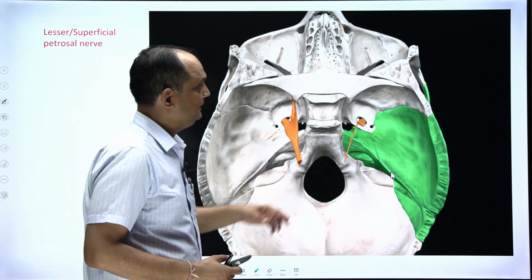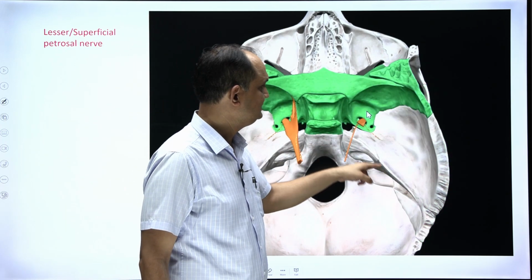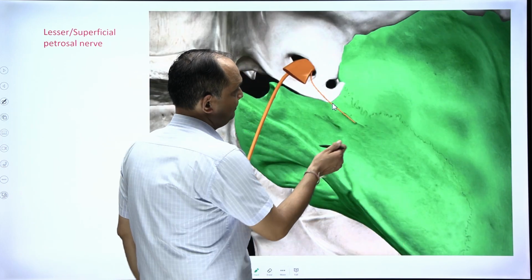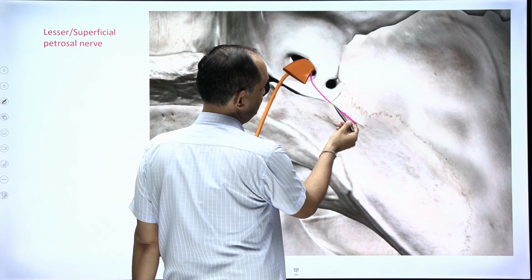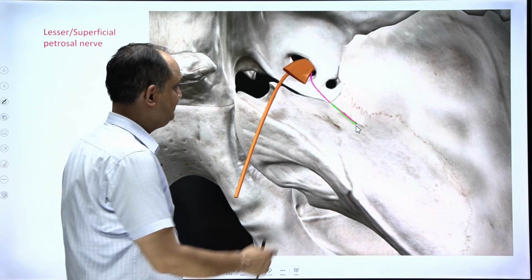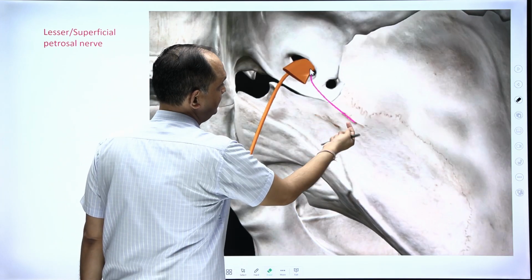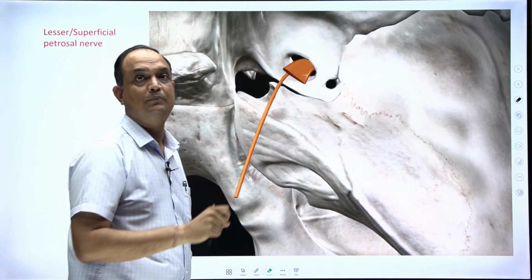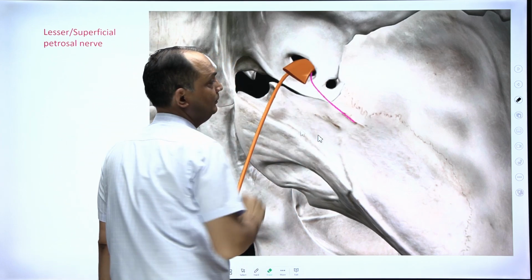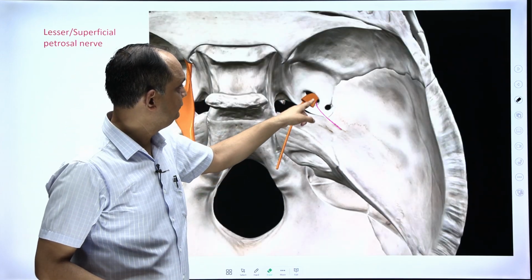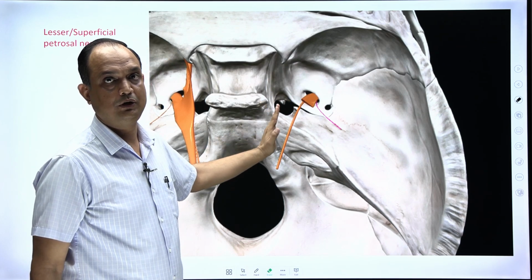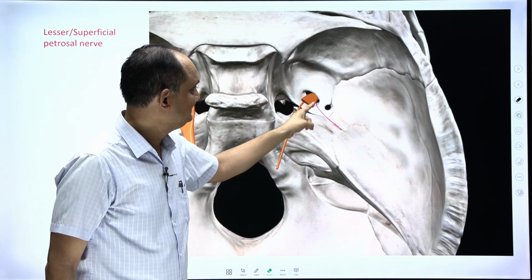Now if you see the lesser petrosal nerve, this bone is known as the temporal bone, and this is your middle cranial fossa. In the temporal bone there is a hiatus known as the hiatus for the lesser petrosal nerve. This lesser petrosal nerve is visible after it pierces the roof of the temporal bone, enters the floor, and then goes towards the foramen ovale. So these are the three nerves related to the foramen ovale: the motor root and sensory root, and the lesser petrosal nerve.